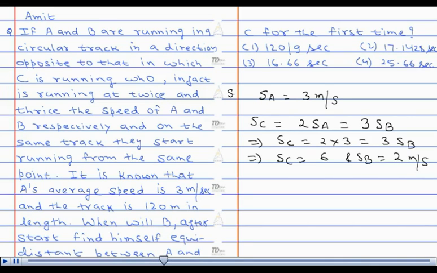Now let us draw a diagram. Let P be the point from where A, B and C start. Let A and B be moving in anticlockwise direction and C in clockwise direction. Now the diagram shows the situation when B, after the start, finds himself equidistant between A and C for the first time, because A's speed is more than that of B and C is the fastest.